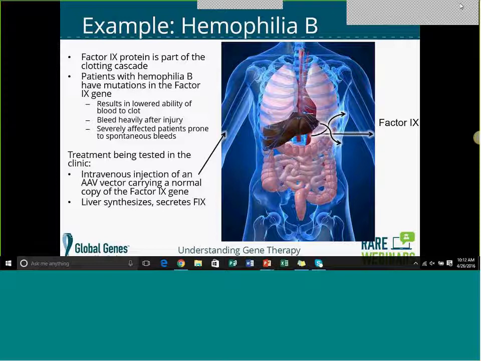So treatment that's being tested in the clinic now by multiple groups is an intravenous injection of a particular type of virus called AAV for short, which carries a normal copy of the factor IX gene. And so this virus can be delivered through a vein, and when delivered, most of the virus goes to the liver. And once that is delivered to the liver, it starts synthesizing and secreting factor IX, which can then circulate throughout the circulation, which is where it's needed. So it's kind of turning the liver into a factory to make normal factor IX and to reduce the symptoms of that disease.